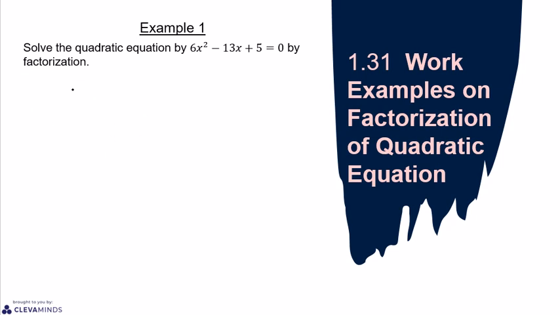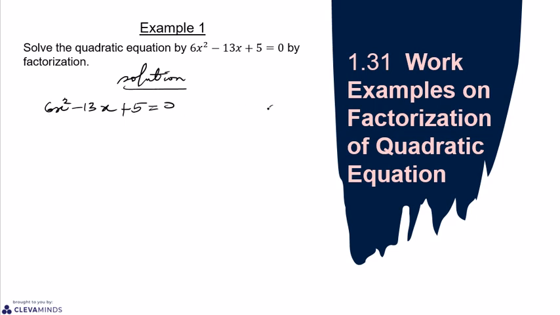Let's say we have to solve the quadratic equation 6x squared minus 13x plus 5 equals 0. Remember, we have to multiply the coefficient of the first term with the last term, which is the constant term. So that's 6 and 5.